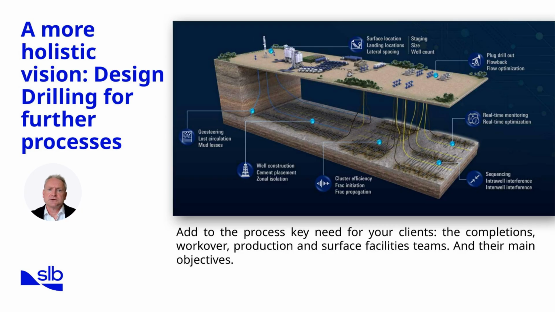Drilling optimization should never be viewed in isolation. A more holistic vision is to design wells that meet not only drilling objectives, but also the needs of completions, workover, production, and surface facilities teams. Each of these groups has different priorities, and their requirements must be considered during the initial design phase. For example, casing and trajectory decisions made in drilling can directly affect the type of completion that can be run. If clearances are too tight, it may limit selective re-entry tools or advanced flow control equipment.